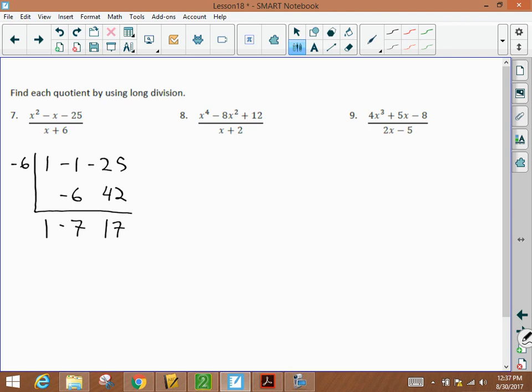And it's positive. So I'll write that my answer is, well, my degree of my numerator was 2, so I'm going to have to start with x, right? This is a 1x, right? Minus 7. My remainder is positive, so I put a plus sign. And I'll have 17 divided by x plus 6. There we go.